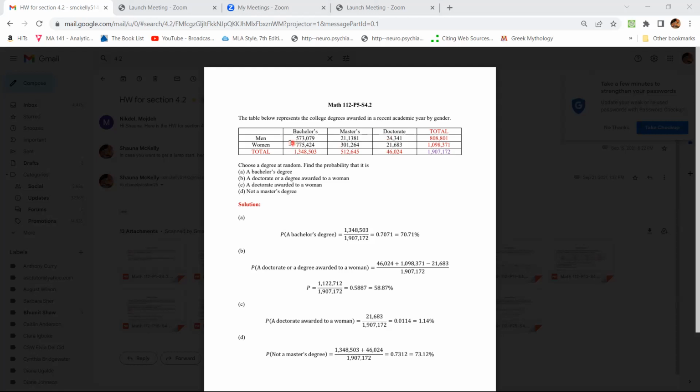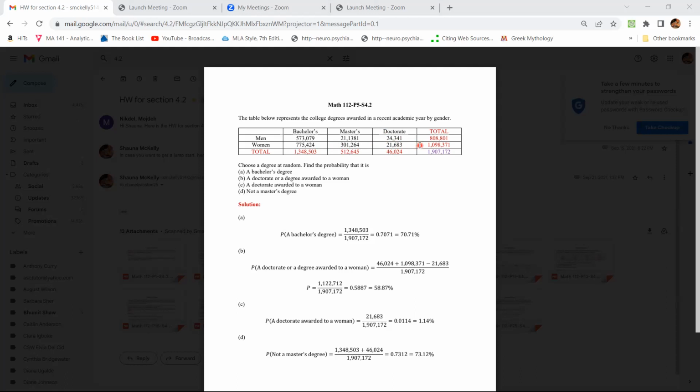Now there are 775,424 women who have bachelor's degrees. There are 301,264 women who have master's degrees. But there are only 21,683 women who have doctorates. I counted this 21,683 as part of this total at the bottom and as part of this total over here.